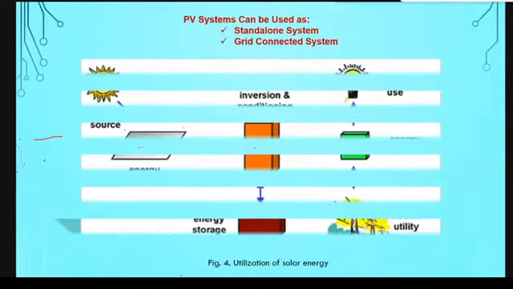If after the conditioning of electric power, energy is transferred to the distribution system, and from the distribution system to the grid, and from the grid to the load, then this path is a grid tied system. So this is the difference between a grid tied system and a standalone system.